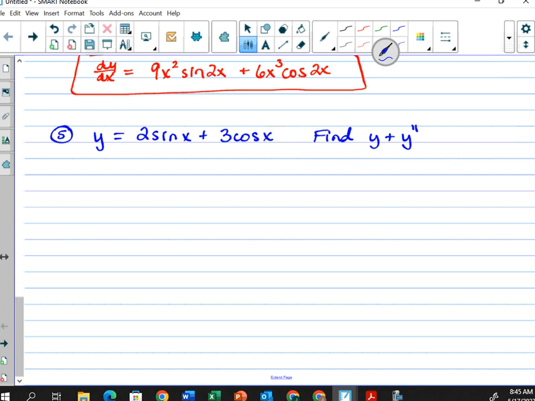Tell me the derivatives, and then add those two together. But how do you add? You'll see.